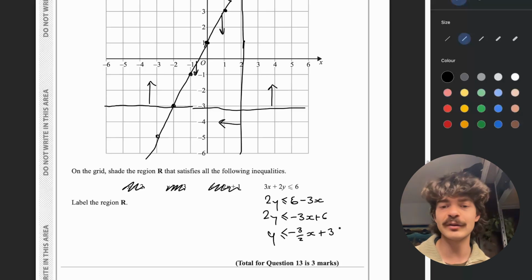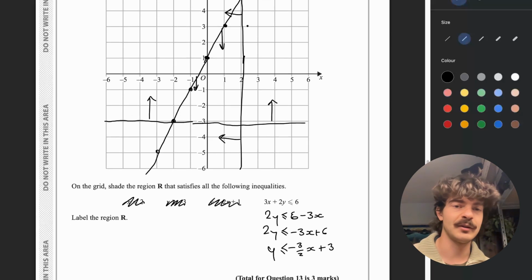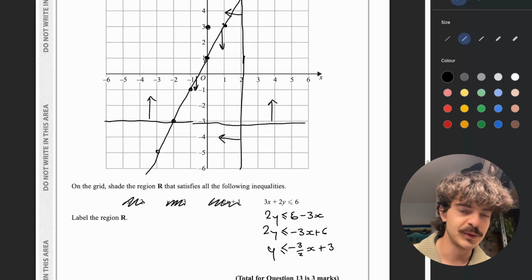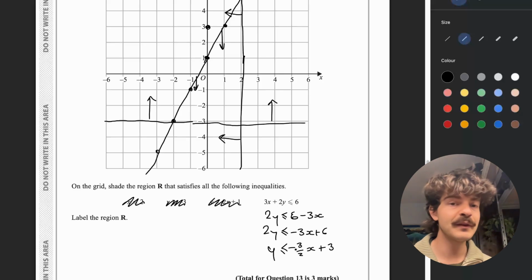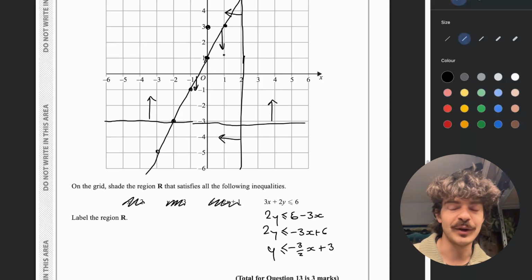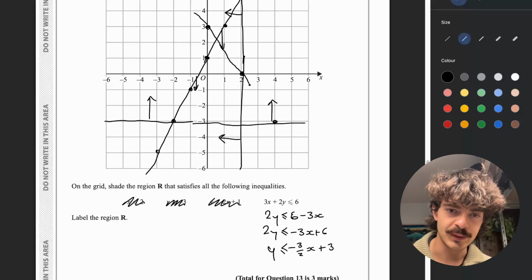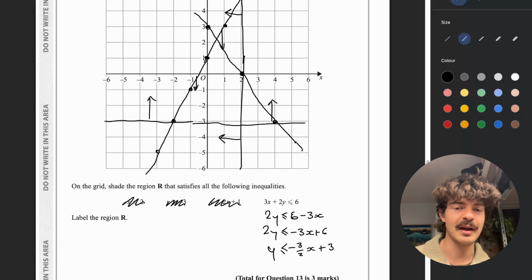There we go. So negative gradient, but it's going through positive 3. So there it is. It's going through positive 3. And what's this saying? Well, it says it's going down, but for every step I take to the right, I'm going down 1.5. Or in other words, for every 2 steps I take to the right, I'm going down 3. So let's do that. Every 2 steps I take to the right, I go down 3. Every 2 steps I take to the right, I go down 3. And that there is actually going to be enough for us to plot on our graph there.